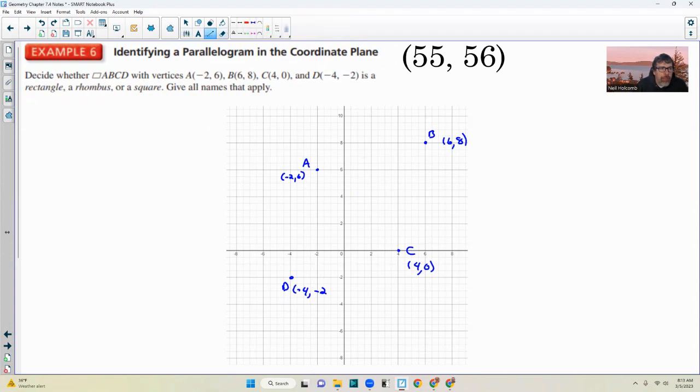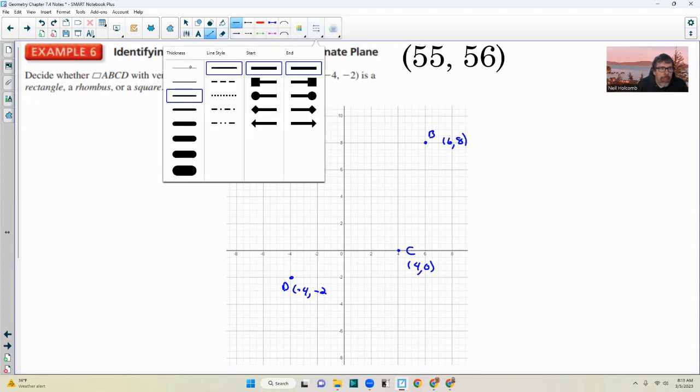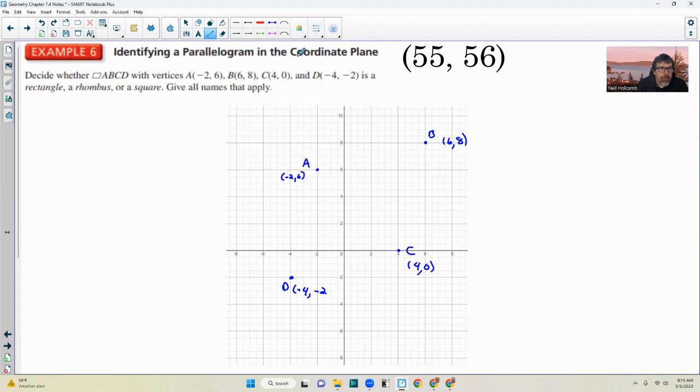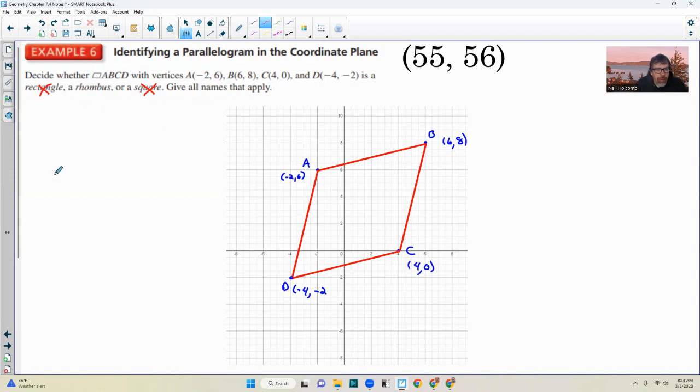Now I'm going to connect these points with a line. Let's go a little thicker and let's use red. Okay, so AB, DC, BC, and DA. Okay, so there's our shape. So just by looking at this, I can tell that that's acute and that's obtuse. So see you later, square. See you later, rectangle. Now I just have to determine whether or not it's a rhombus.